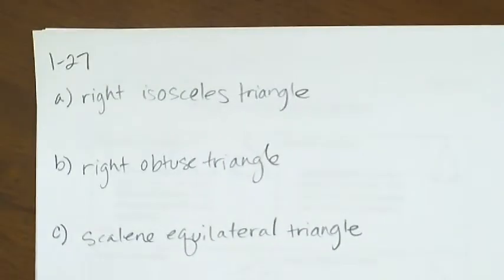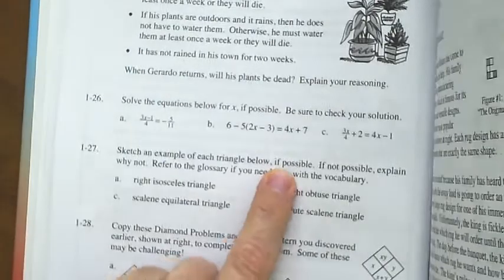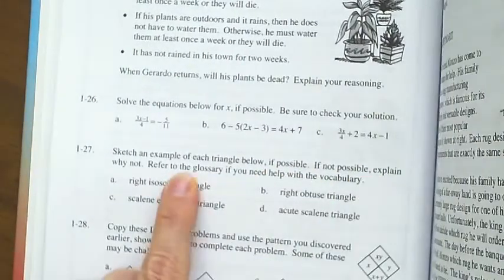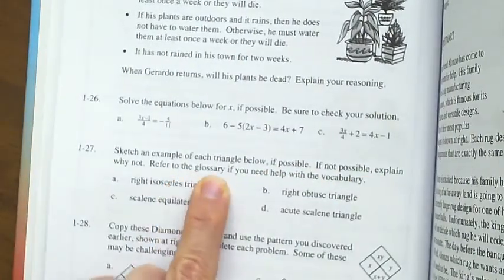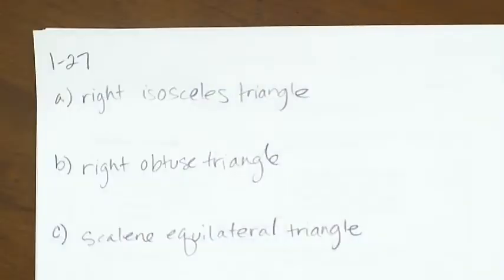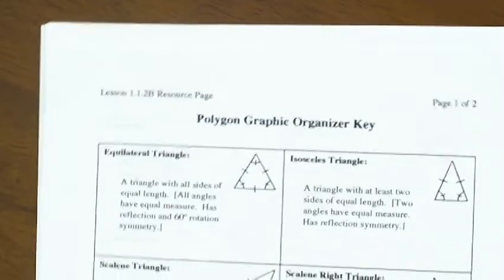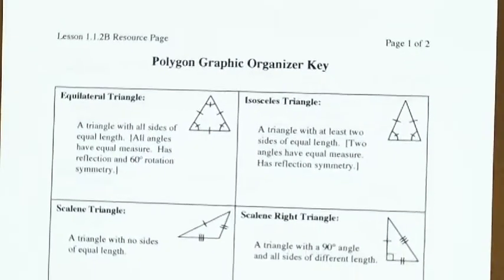Okay, for 127, the directions say to sketch an example of each triangle if possible. So some of these are not possible. If it's not possible, explain why not. Refer to the glossary if you need help with the vocabulary. So I have posted on Google Classroom the Polygon Graphic Organizer. So you have this on Google. I want you to print this out.